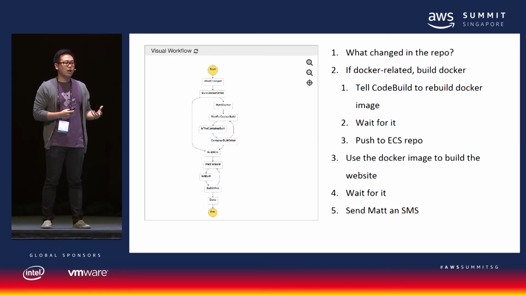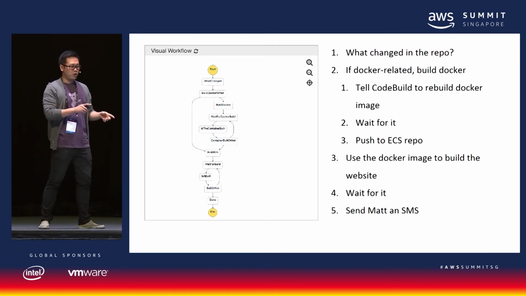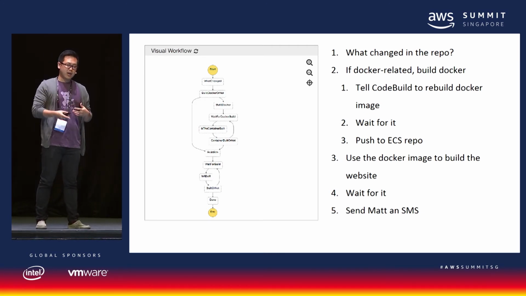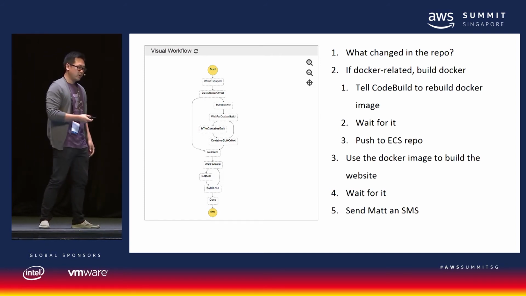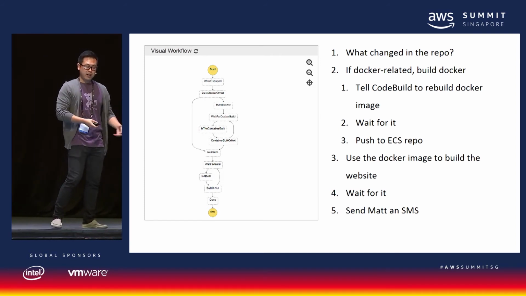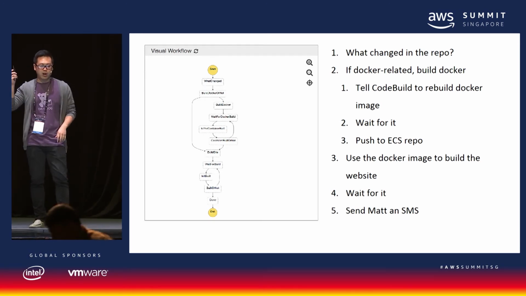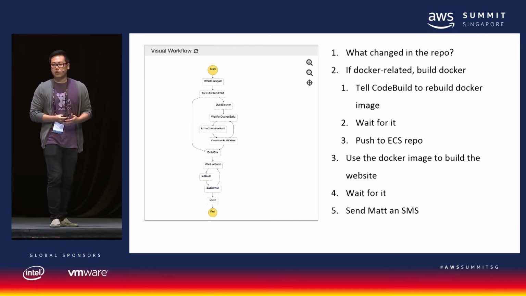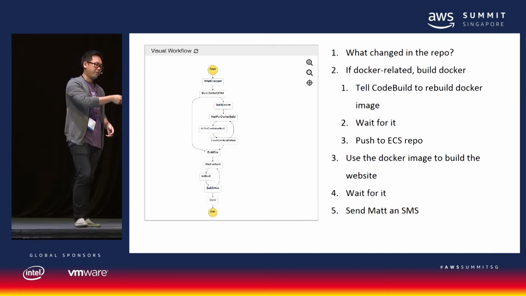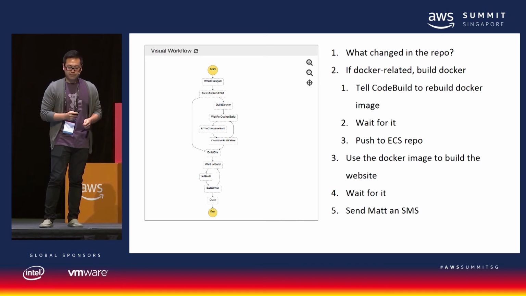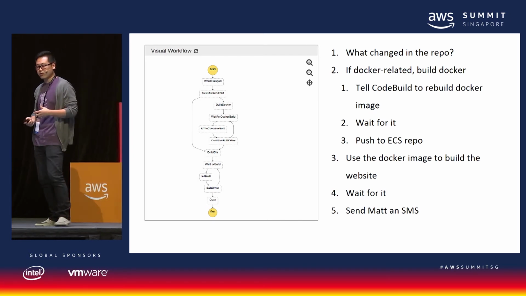If that change was Docker related, we're going to move to build Docker. And we're going to build that Docker image, we're going to wait for that image to build, we're going to check if it's actually built, and if it's built, we'll go to build site. If not, we're going to move back up to wait for Docker build. And then build site's going to do the same thing. We're going to build the site, wait for the build, check if it's done, and if it's done, we're going to send an SMS. So let's hop through these actual states.